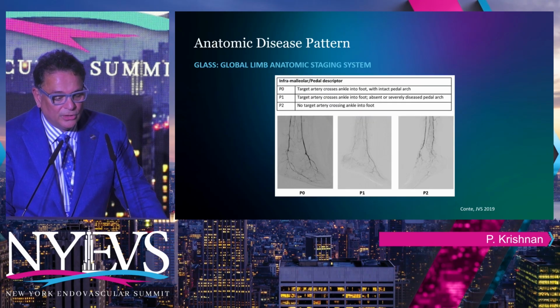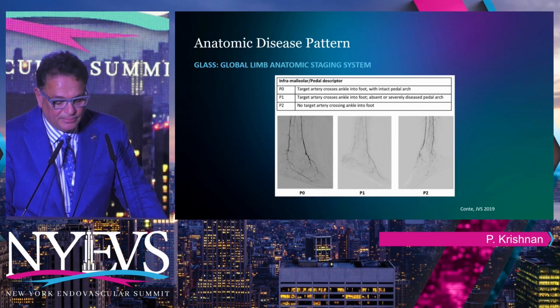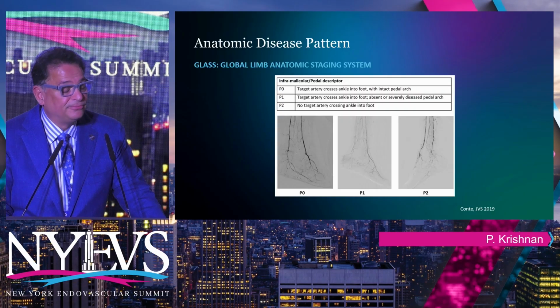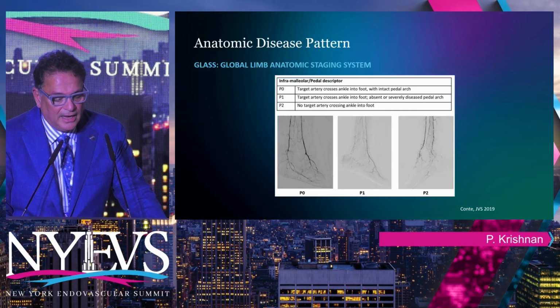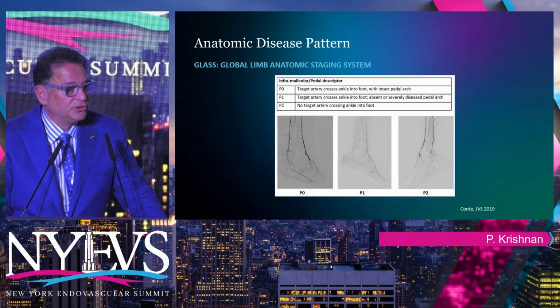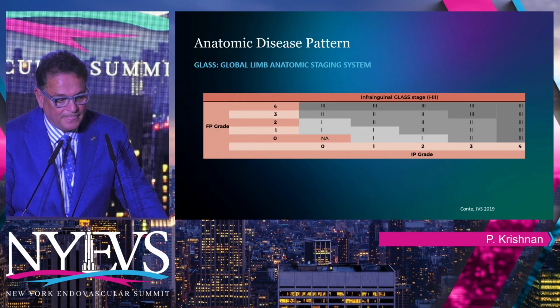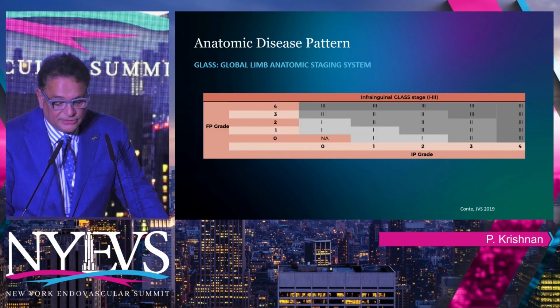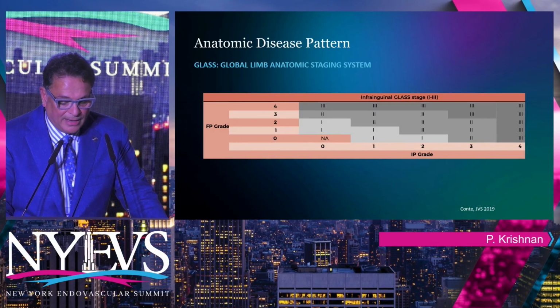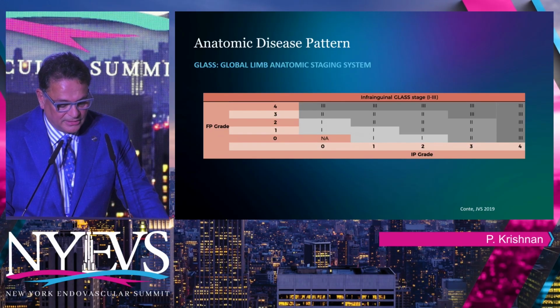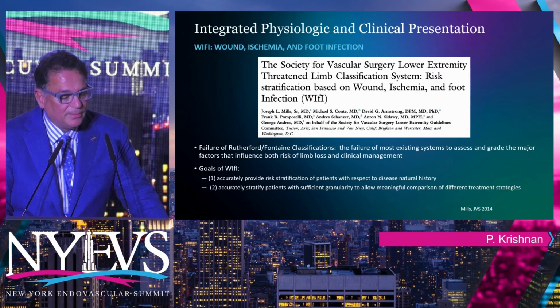When you look at the inframalleolar distribution, you have P0, P1, and P2. Again, looking at the types of different perfusion into the foot, and also what the target artery is which you're going to go for based on how it crosses the ankle into the pedal arch. This is a femoropopliteal grade and an infrapopliteal grade and different things that you need to know, and these are the GLASS scores.